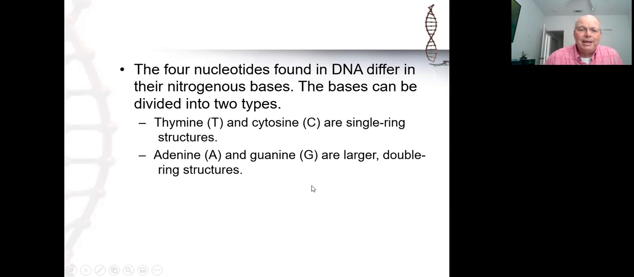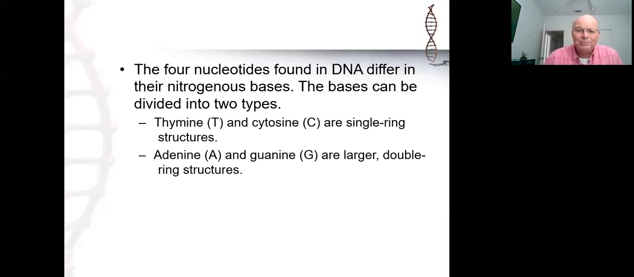The only way to make a rung of consistent length out of a single ring structure and a double ring structure was to think in terms of a single ring and a double ring linking together. But then the question became which? Was it a T with a G and an A with a C, or an A with a T and a G with a C? What were the pairings?